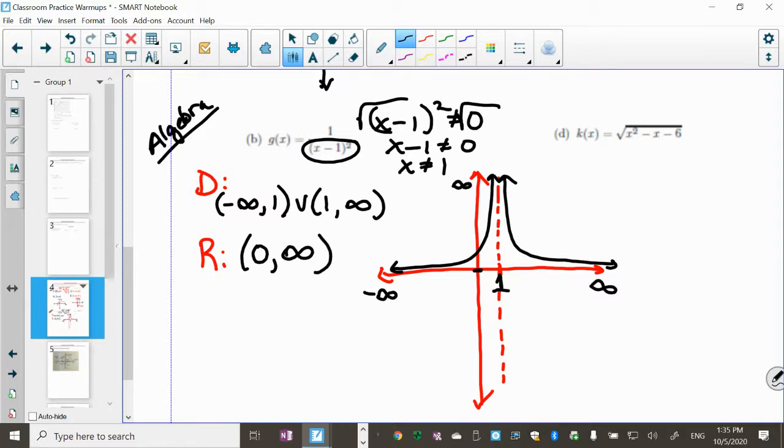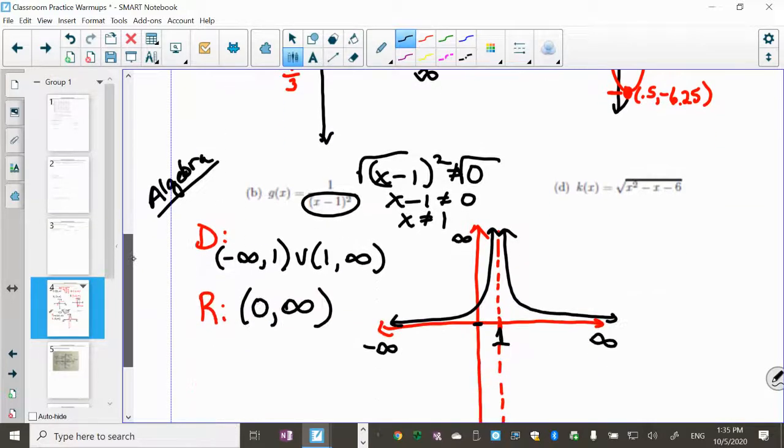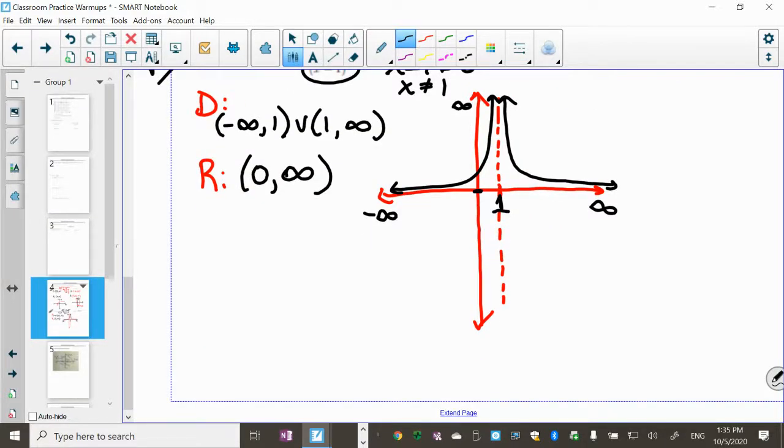So there's a little practice: one with a radical, one with a fraction, and one that has neither, showing how you would do your domain and range. So this is number 6, A, B, and C.